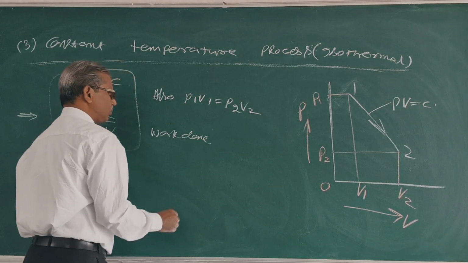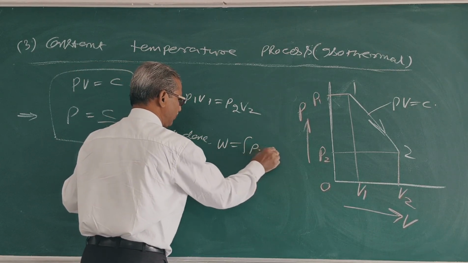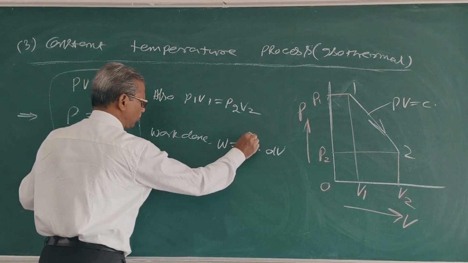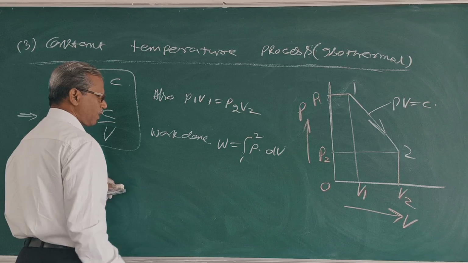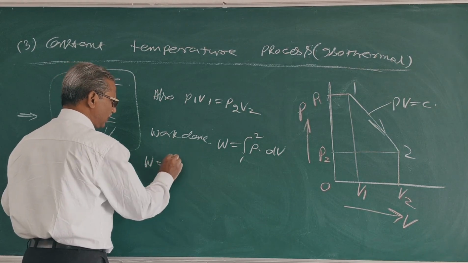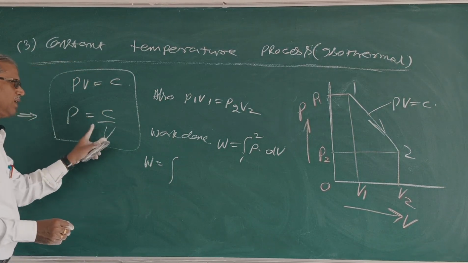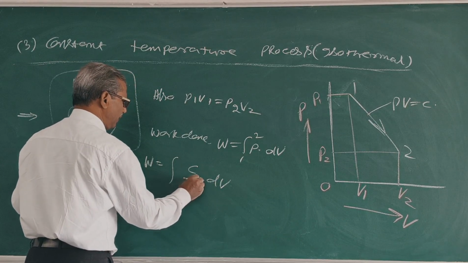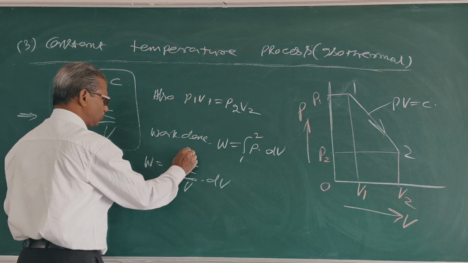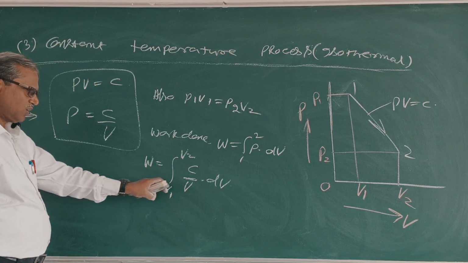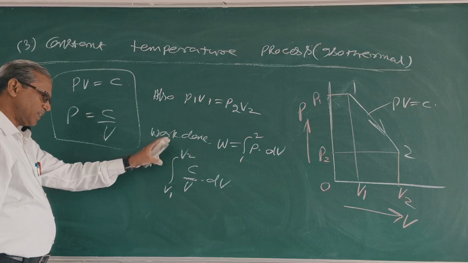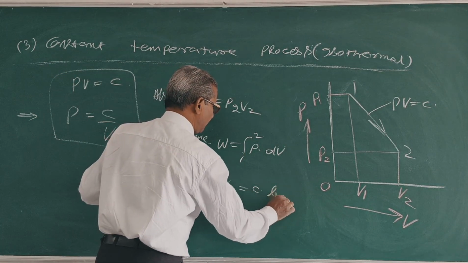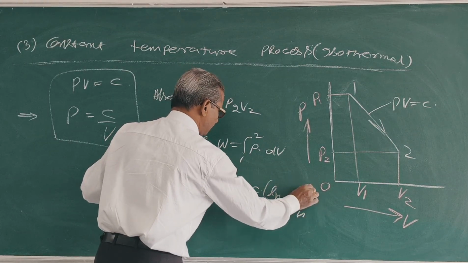What is work done equal to? W is the integration of P dV, limit 1 to 2. Integration of P means C by V into dV, limit V1 to V2, because the integration is done with respect to V. So the limit starts from V1 to V2. So what is this? C ln V, limit V1 to V2.